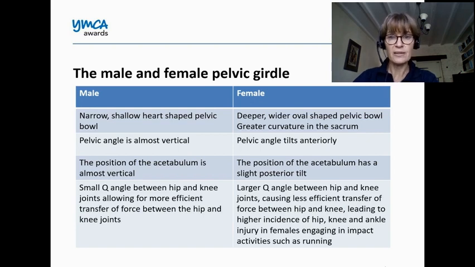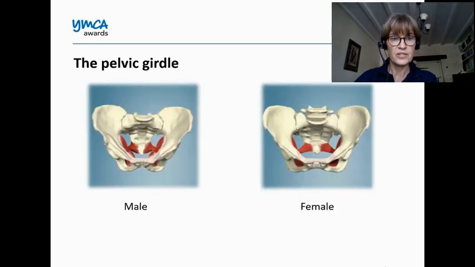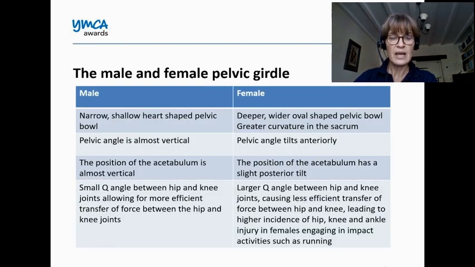The pelvic angle is almost vertical, as is the position of the acetabulum. Remember, the acetabulum is the area in which the femur fits in. That's much more vertical than it is in the female. And you've got this thing called the Q angle between your hip and knee joints, allowing for the efficient transfer of force between the hip and knee. The Q angle in males is small.